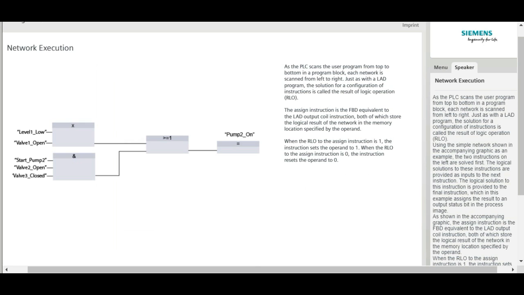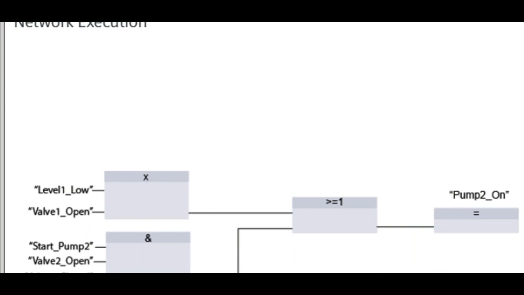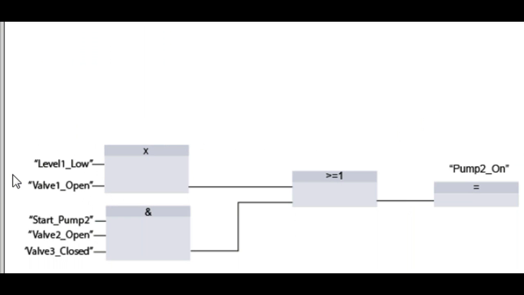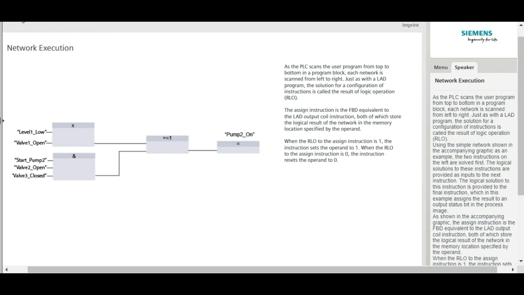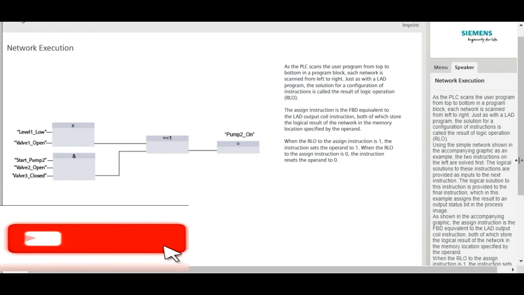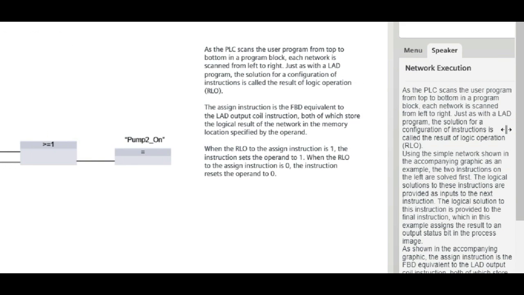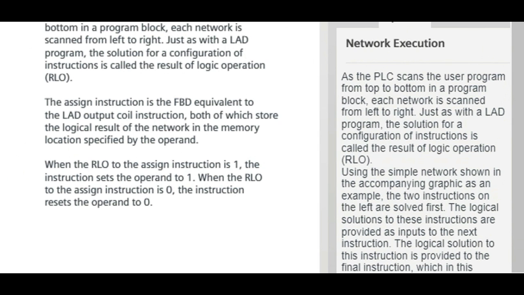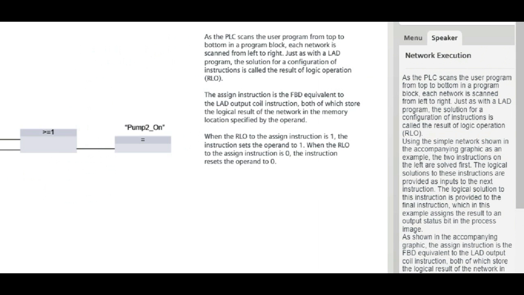As the PLC scans the user program from top to bottom in a program block, each network is scanned from left to right. Just as with the LAD program, the solution for a configuration of instructions is called the result of logic operation, RLO. Using the simple network shown in the accompanying graphic as an example, the two instructions on the left are solved first. The logical solutions to these instructions are provided as inputs to the next instruction. The logical solution to this instruction is provided to the final instruction, which in this example assigns the result to an output status bit in the process image.